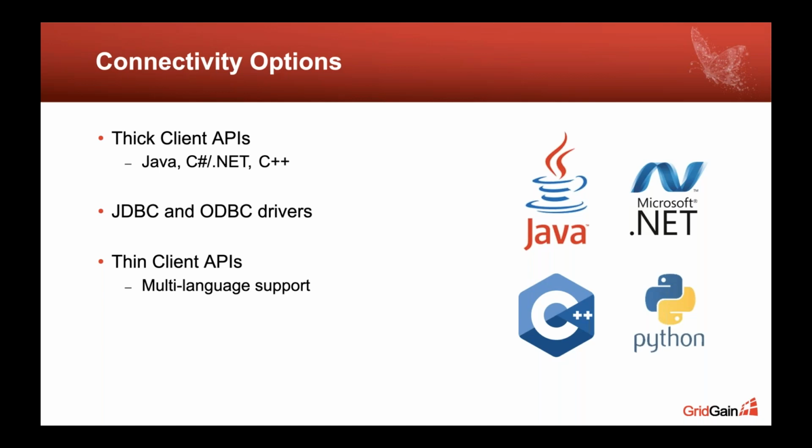And finally, if you are not programming in Java, .NET, like C# or C++, but your primary language is Python, Node.js, PHP, or any other, then consider our thin client APIs. Thin clients are more lightweight representations of our client connectivity capabilities to an Ignite cluster, and the thin client APIs also support SQL methods. So you can connect from Python to a cluster, and you can issue SQL queries.